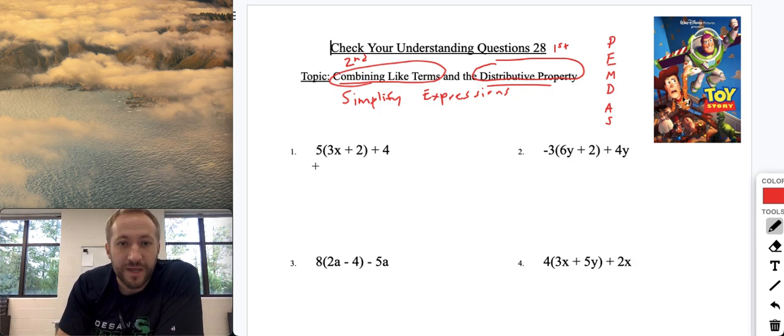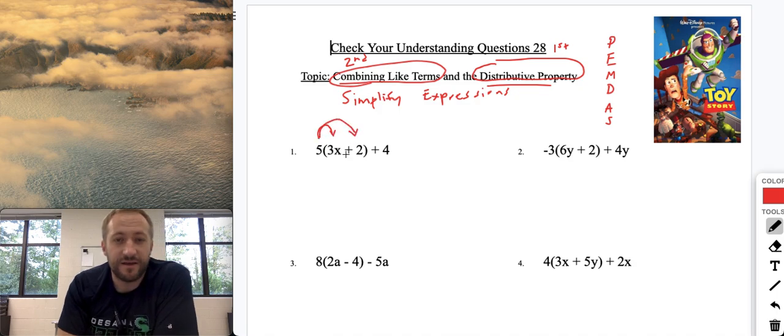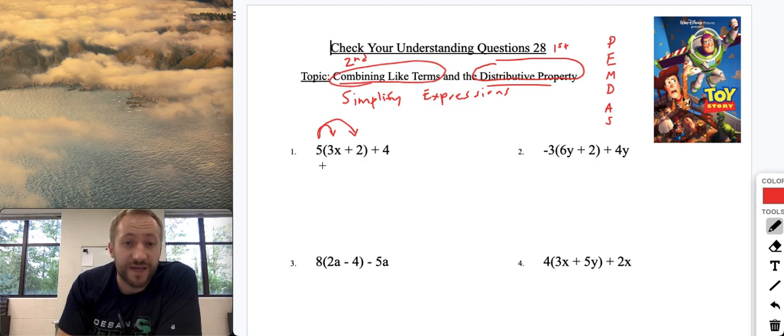Let's look at number 1. So I have this long expression. Once again, the first thing I have to use is the distributive property. So I'm going to take this 5 and distribute it to everything inside the parentheses. Whenever we distribute, we're talking about multiplication. So 5 times 3x, that gives me 15x. All I do is multiply the 5 and the 3, and of course, keep the x the exact same. Plus, I'll bring down that plus sign that was already inside the parentheses. 5 times 2, that gives me 10. Now I've taken care of the distributive property.